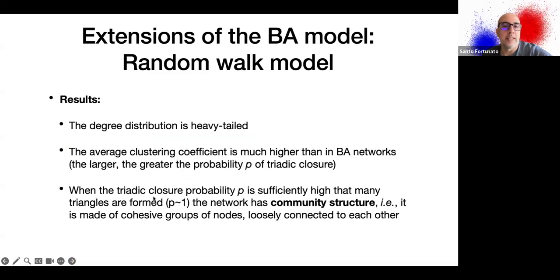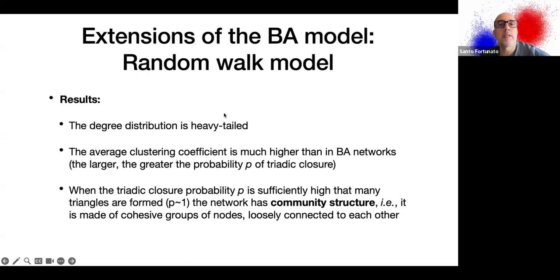And actually, an additional thing, somebody asked this yesterday. When the triadic closure probability P is sufficiently high, when P is close to 1, so that you have a lot of triangles, the network also forms modules, communities, which is the part of network science that I spent most of my professional life on, and I decided not to cover in the context of this very short course.